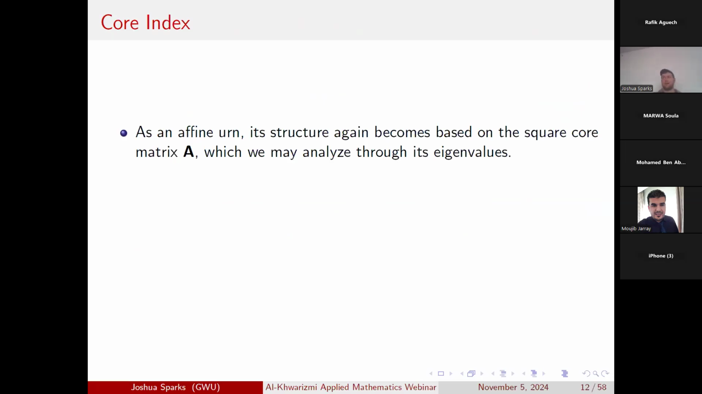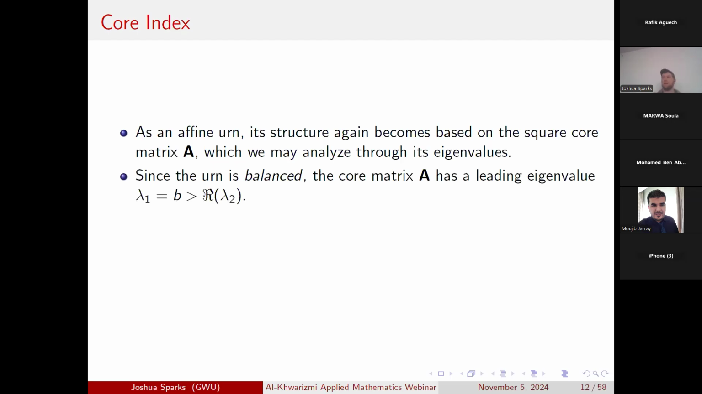So as an affine urn, the structure becomes based on this square core matrix A, which we can analyze through its eigenvalues. Before, when we dealt with multiple samples, we had this rectangular matrix, and the eigenvalue decomposition doesn't work the same way as in the S equals 1 case. But because our sample becomes a linear combination, I think I put it in an earlier slide, it's constructed through our vector S times our core matrix A. If we can decompose this square core matrix A into its eigenvalue decomposition, we can rehash the eigenvalue approach and give us analytic solutions.